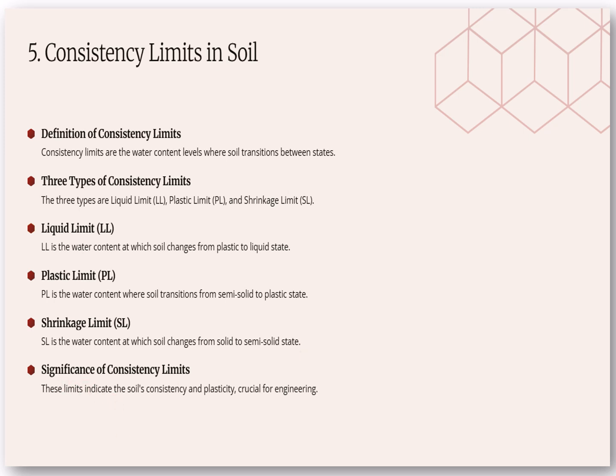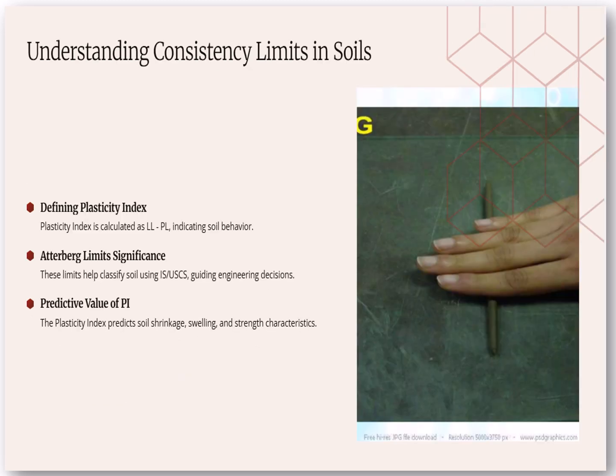So what is its significance? The significance of consistency limit: these limits indicate the soil consistency and plasticity, crucial for engineering. So consistency and plasticity are known. Plasticity index can be calculated as liquid limit minus plastic limit. This indicates the soil behavior.